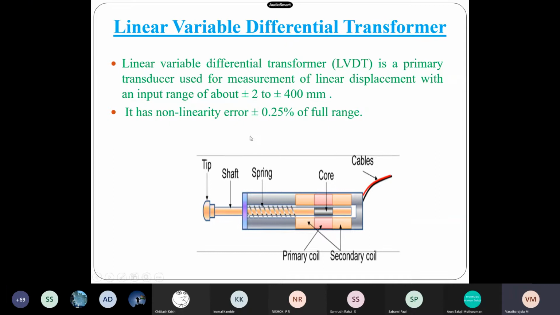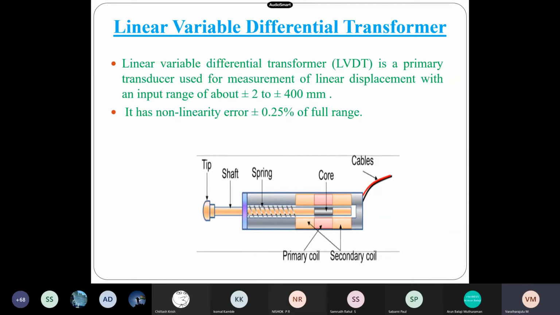When we keep the core at its center, the flux produced in the primary coil on both sides of the secondary coil will be zero. Therefore, when we keep the core at the center, it is usually called the null position, because the EMF produced in the secondary coils is zero. Therefore that position is said to be the null position.